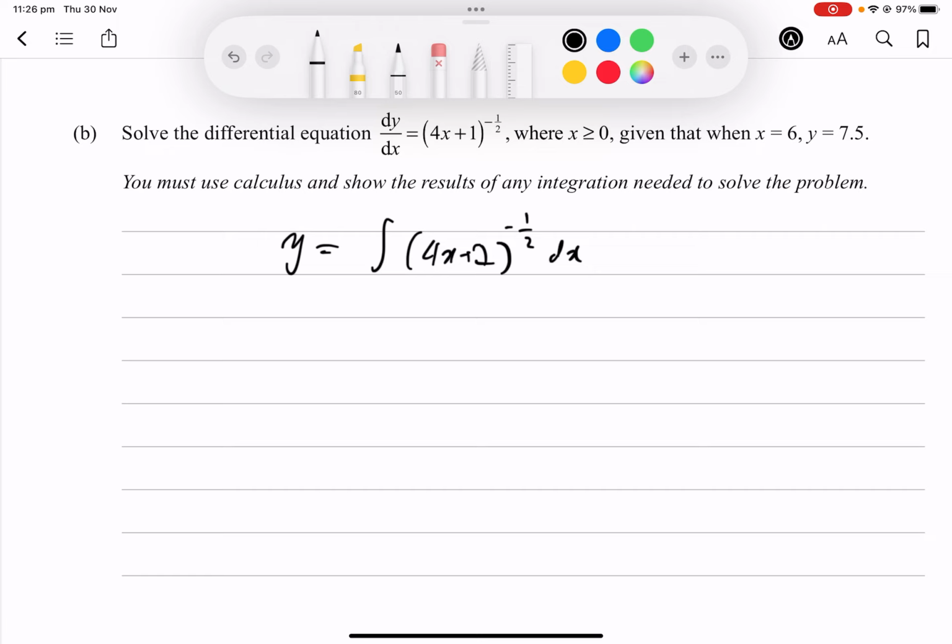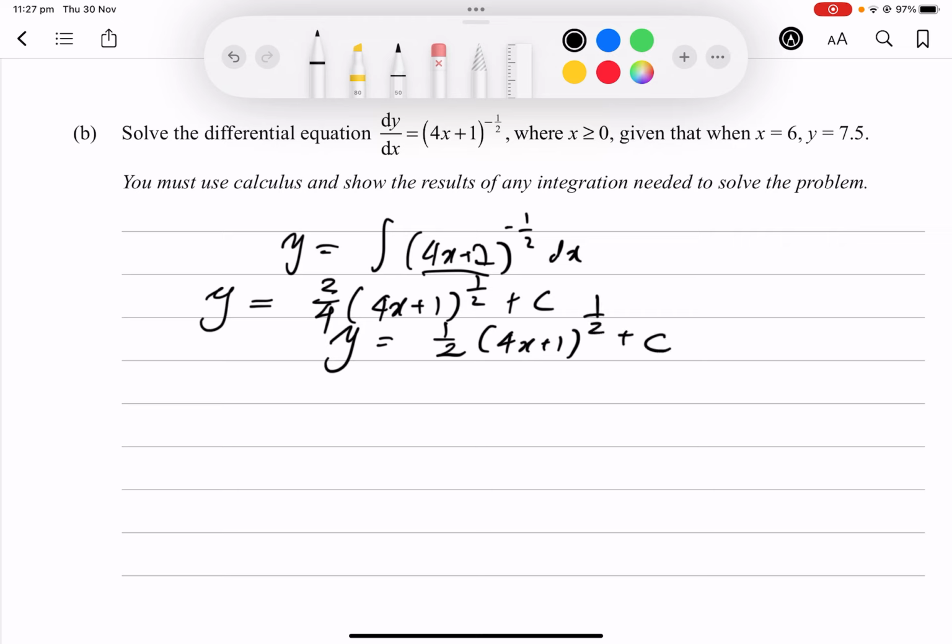But don't forget, we also need to divide by the derivative of the inside. So 4x plus 1 derivative is 4, so we have 2 on 4 times (4x plus 1) to the power of 1 half plus c. And that is just y equals to 1 half of (4x plus 1) to the power of 1 half plus c. We can use the initial points to find the value of c.